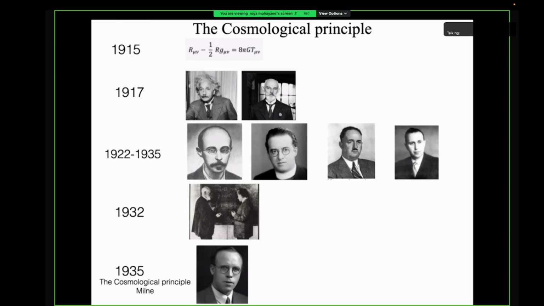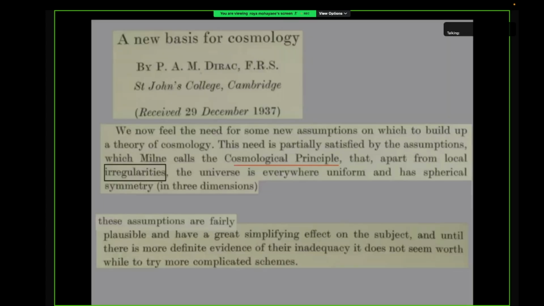Milne, who was a professor of mathematics in Oxford, was actually the first person who talked about the cosmological principle. He had a model, the Milne universe, which is like an open universe. It doesn't have general relativity in it. It's based totally on special relativity. And the best account of Milne's cosmological principle is really given by Paul Dirac in 1937.